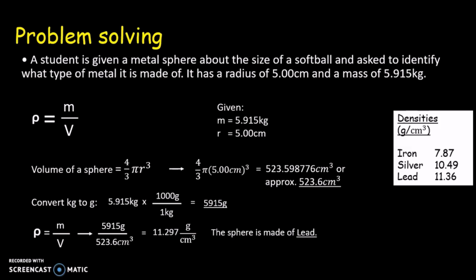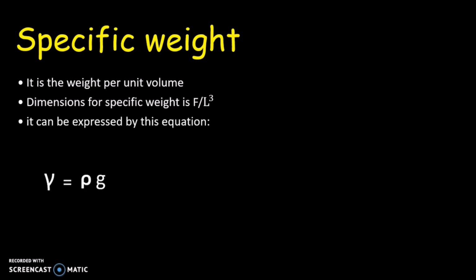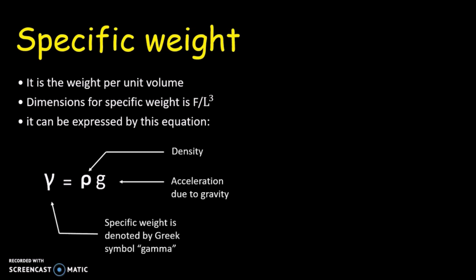And that's it for density. Now let's go to specific weight. Specific weight is the weight per unit volume. And since weight is a force, its dimensions are force per cubic length. And it can be expressed by this equation. Specific weight is equal to density multiplied by the acceleration due to gravity, where the specific weight is denoted by the Greek symbol gamma, and rho for the density, and small letter g for the acceleration due to gravity.